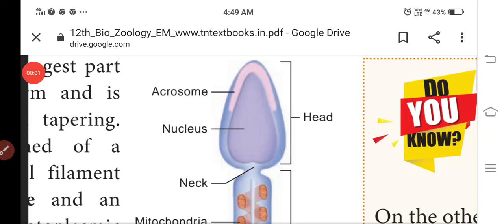Let us continue human reproduction. The topic is spermatogenesis. We discussed how sperms are produced, spermiogenesis and spermatogenesis. Next we discuss the structure of human spermatozoa.